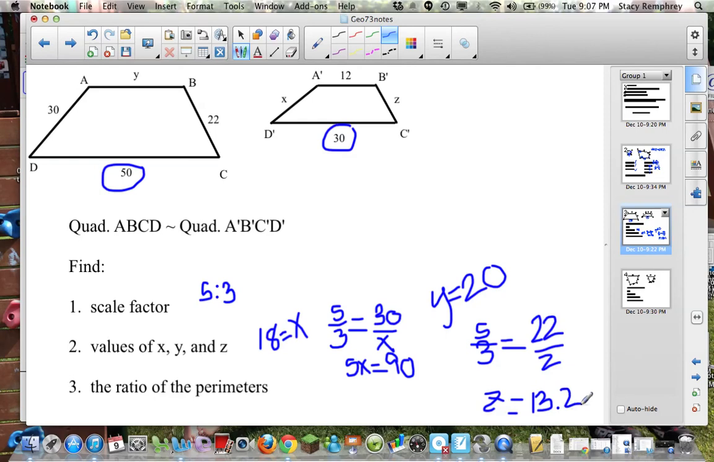When you did the ratio of the perimeters, I will tell you that should come out to be 5 to 3. If you look back at your properties of proportion and look at number 2 on that first slide in the notes, that's why. I can talk about that more in class.